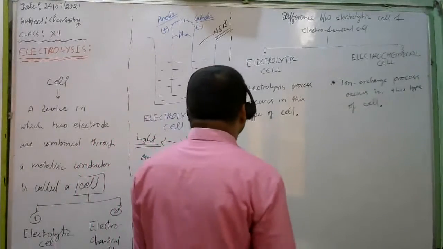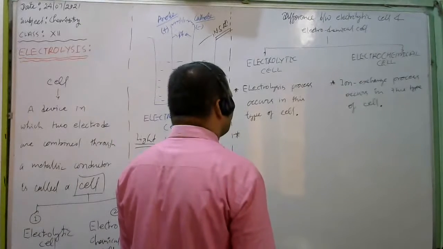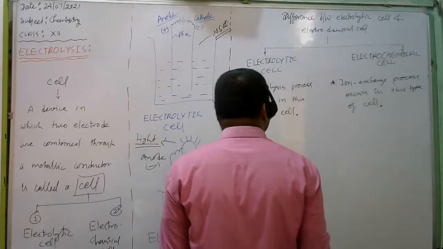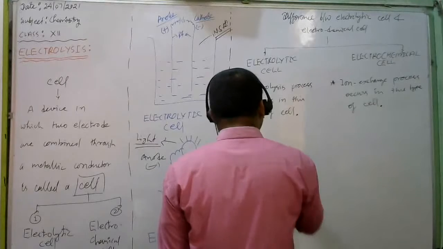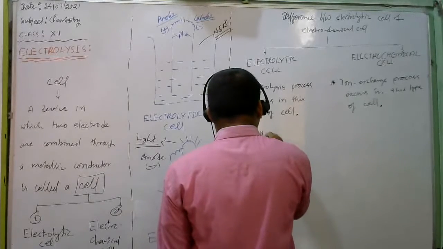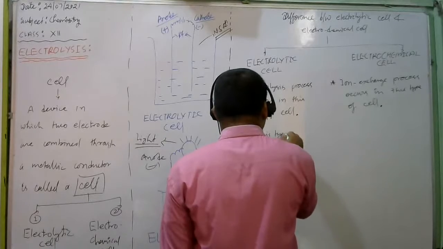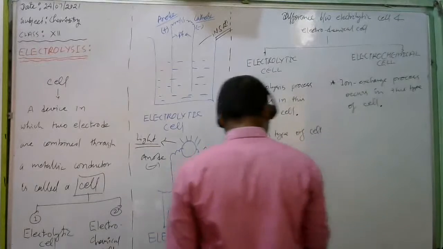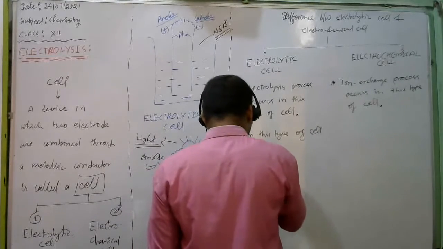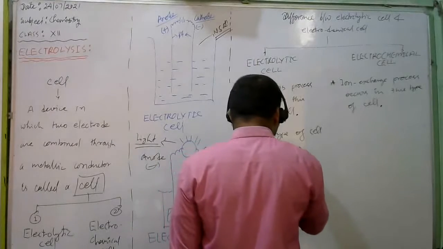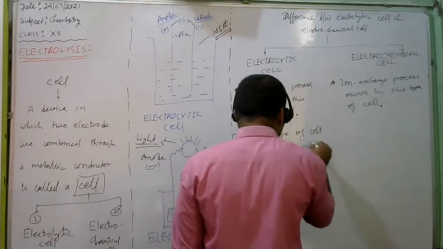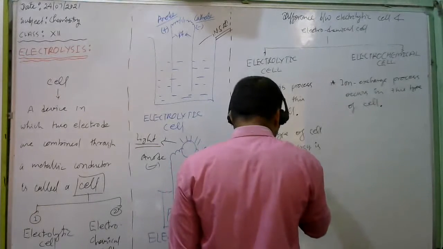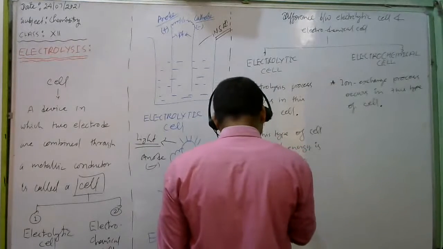Second, the electrolytic cell. In this type of cell, electrical energy is converted into chemical energy.